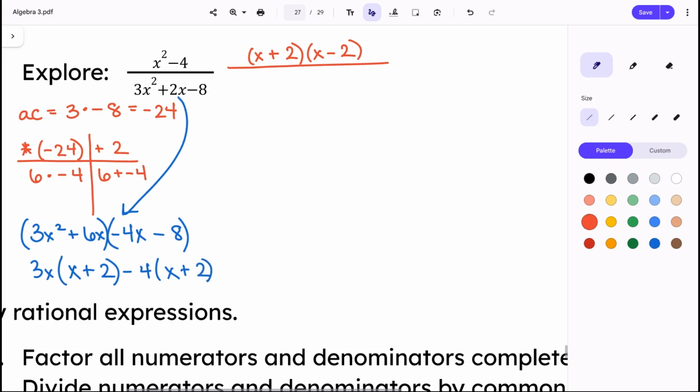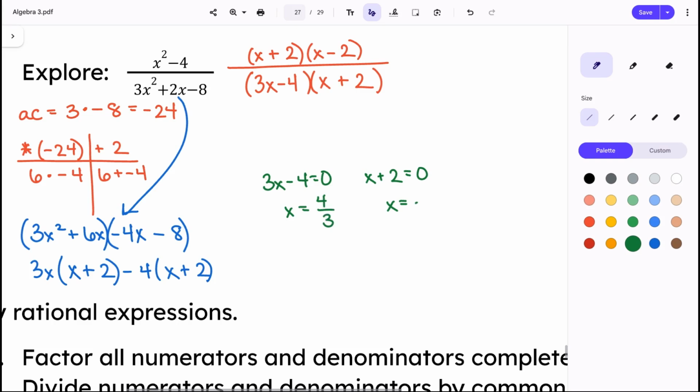Okay. So up here, back onto what I was writing out for my simplified thing, what's going to go on the bottom here? 3x minus 4 and x plus 2. Good. Okay. Before we simplify, let's think about values in the denominator that would be undefined. So if you think about setting these equal to 0, the 3x minus 4 and the x plus 2, if you set those each equal to 0, what do you get for undefined values? 4 over 3 and negative 2. Okay, so we'll have to make sure that we state those.